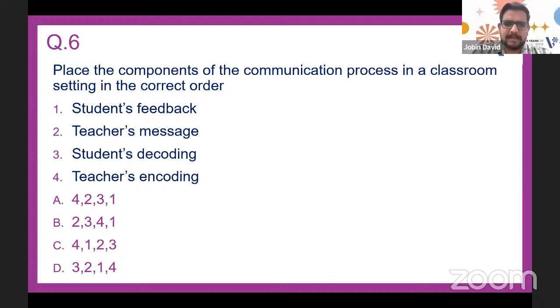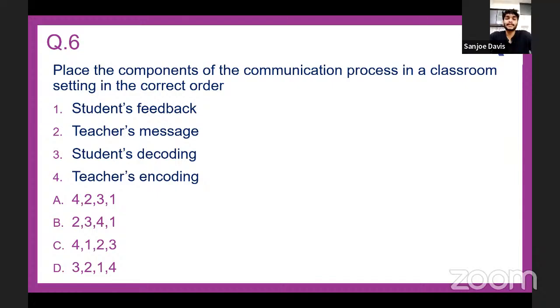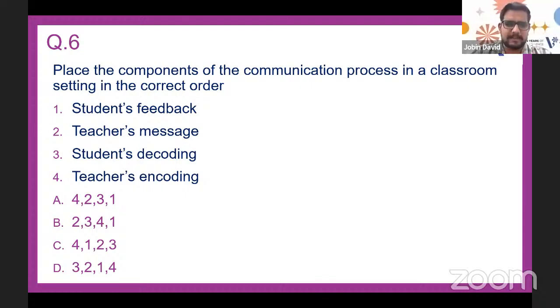Exactly, encoding. That is done by the teacher, that is teachers' encoding. So, Sanjo, will it come immediately after teachers' encoding? Will it be students' decoding? No, sir. First, the message has to reach. Then we'll decode. Yes, exactly. The message has to reach the student. So obviously, the teacher's message should be there.